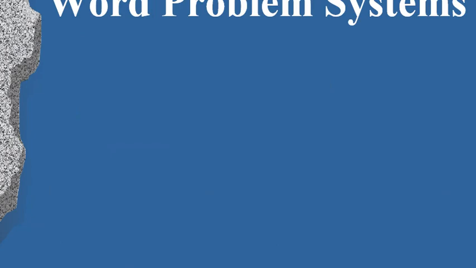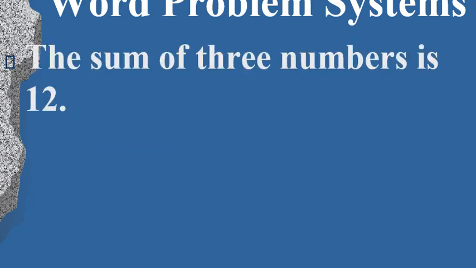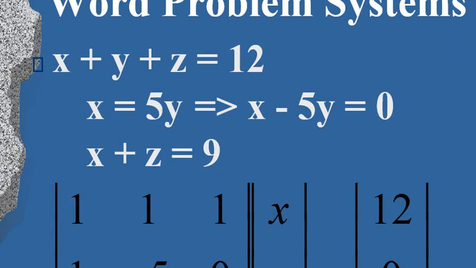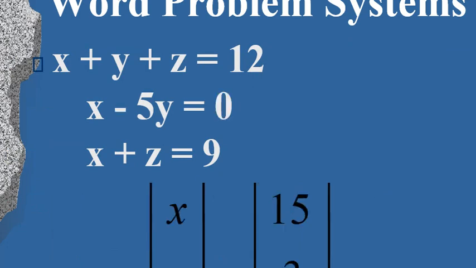All right, word problem systems. The sum of 3 numbers is 12. X plus Y plus Z equals 12. The first is 5 times the second. X equals 5Y. The sum of the first and the third is 9. You see how I already have 3 equations? No one wants to solve these 3 equations by hand. You put it in a matrix. It solves it for you. Okay? Word problems get more and more complicated. In life, there's not always 2 variables. There's oftentimes 3, just like I showed you with the pizza problem.